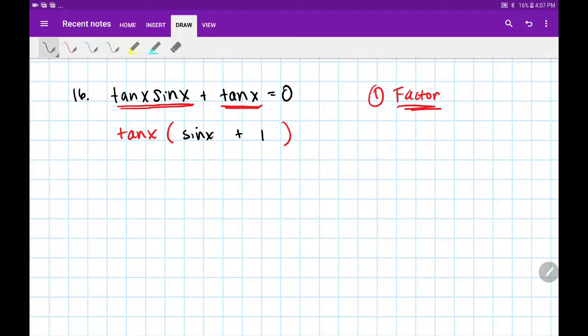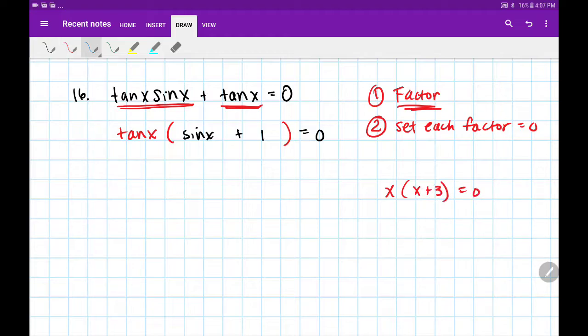So now that we have factored it, set equal to 0, once we've factored, we can continue. We can set each factor equal to 0, just like this. If I had factored out x times x plus 3, and I said, hey, what are the solutions? You might be like, oh yeah, x equals 0 and x equals negative 3. And how did you get that?